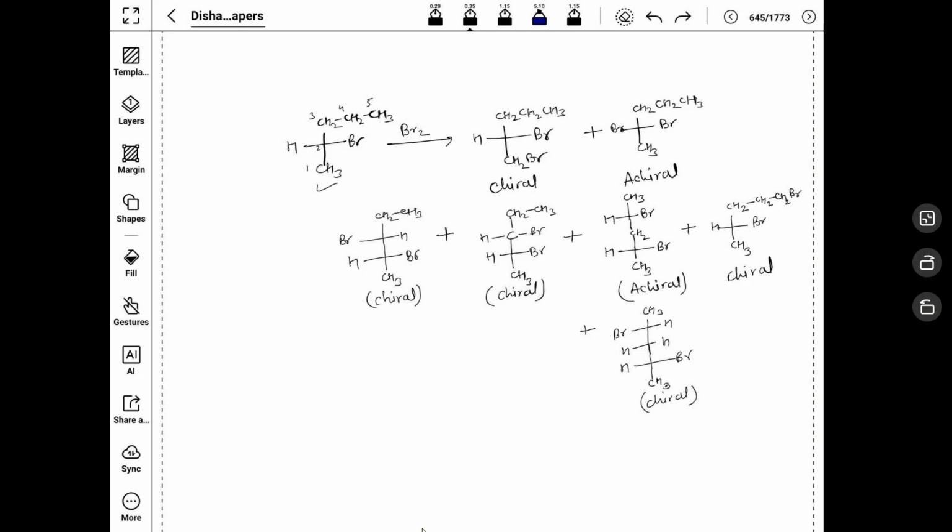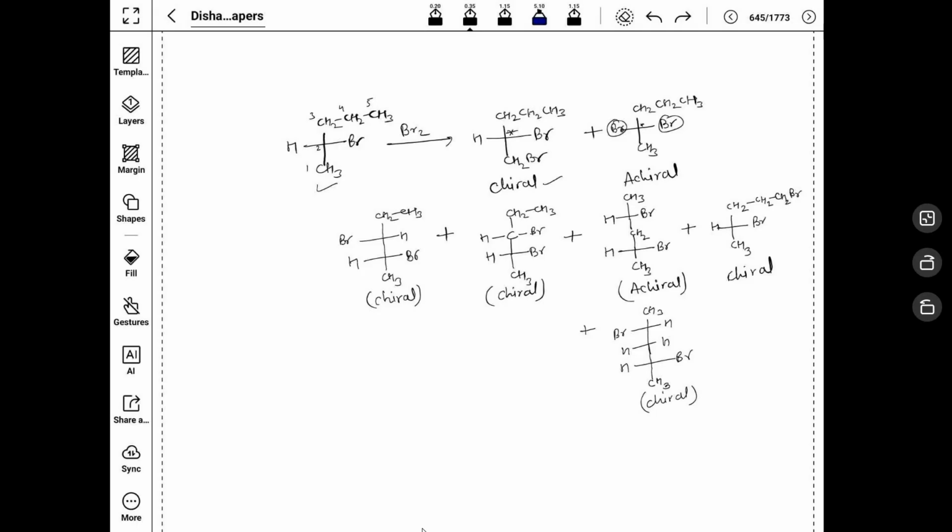So let's label the numbering 1, 2, 3, 4, 5 to each carbon. First we are drawing the product by brominating the methyl one, and you can see there is only one chiral center, and this compound doesn't have a plane of symmetry, so it is chiral. Now another product in which bromination is going on carbon 2, and in this case this carbon is not asymmetric because it has the same substituents, so this is achiral.